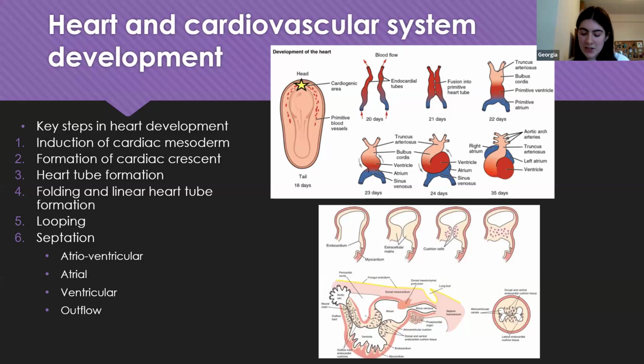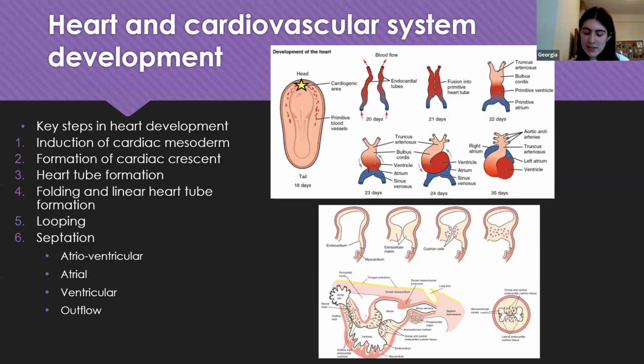The next stage is septation. So prior to septation, the heart is still this one linear tube, and septation therefore needs to occur so that the heart can be divided into the four chambers that we have. So endocardial cushions are the key structures in septation of the heart. They are formed from something called cardiac jelly, and they also have cells that have migrated into them. They are in two locations, so the outflow tract and the division between the atria and the ventricles.